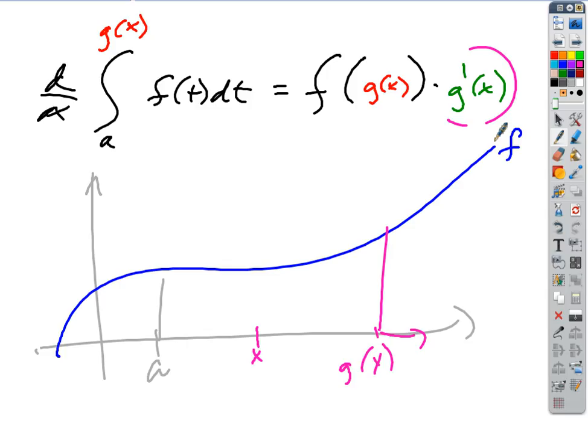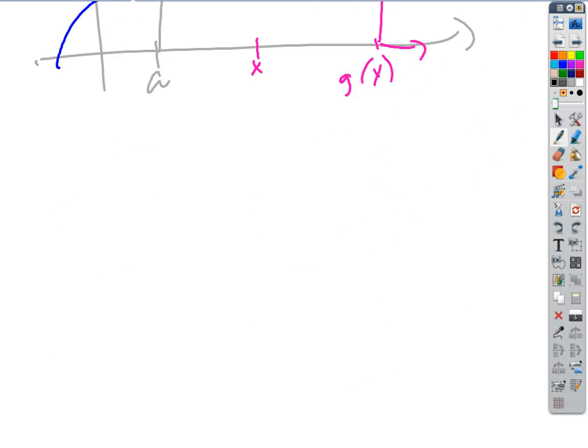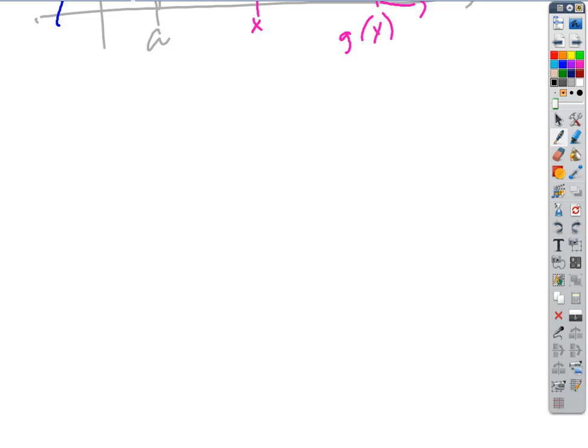Okay, so that's it. Now let's try one of these. You'll see that these are really simple problems to do. Okay, so then let's take an example. What if, let's do this.